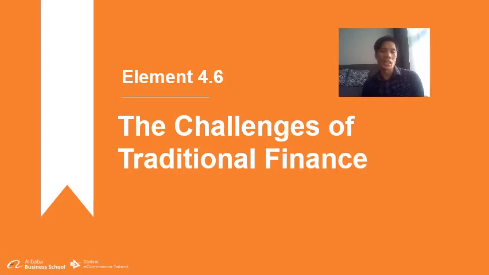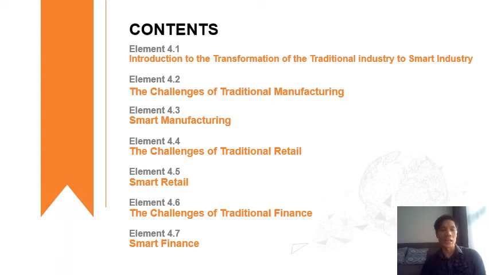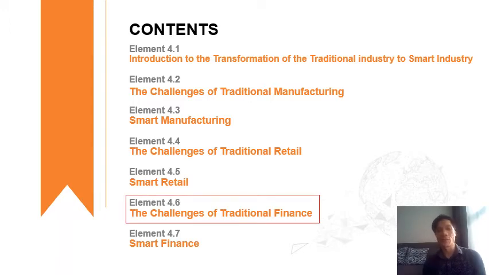This is the continuation from Unit 4, the traditional industry and how it changes into smart industry. So this is the last part of the industry that we're going to look at, which is finance. For this video, we're going to look at the challenges of traditional finance, which sits in after looking at manufacturing and retail. And the next video following after this will be smart finance and how we can incorporate and look into cases of smart finance, especially from China.